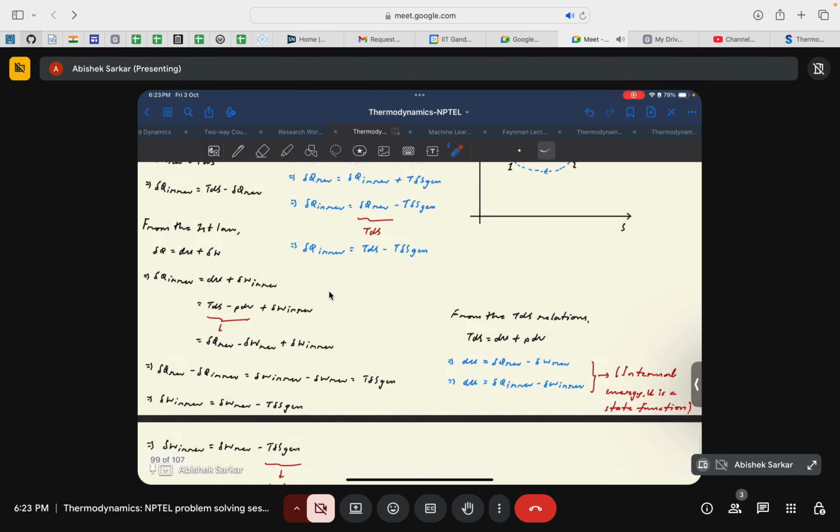Then from the first law, sorry for that pause, I was just trying to understand the equations properly.